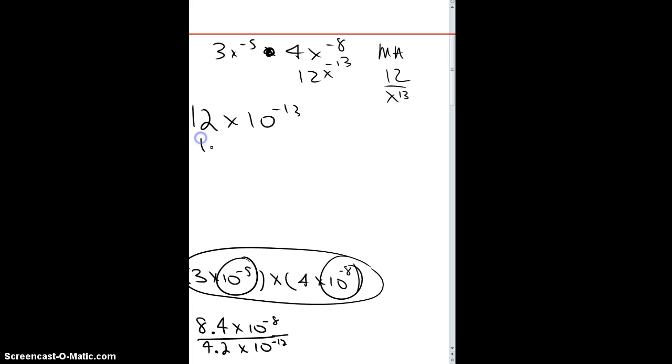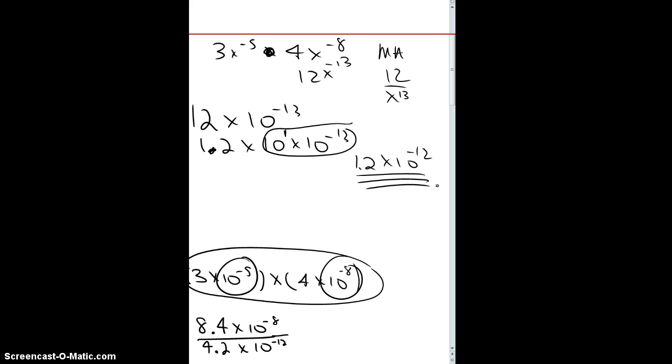So what I need to do is make it 1.2, and by doing that, I stole a 10 from it. So I'm taking a power of 10 away from this. That's how it got 10 times smaller. I took a 10 out, and it got 10 times smaller. Now, is everyone okay? This is really 10 to the first, right? And then I can regroup these and get 1.2 times 10 to the negative 12. That's my final answer right there.